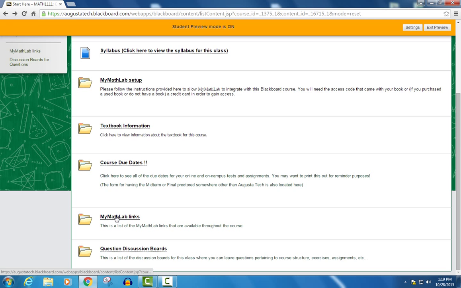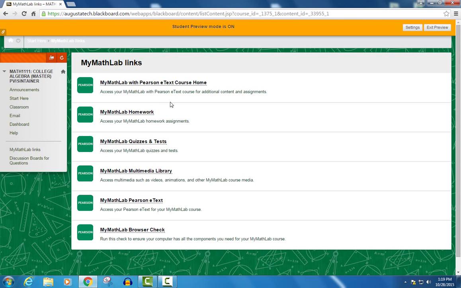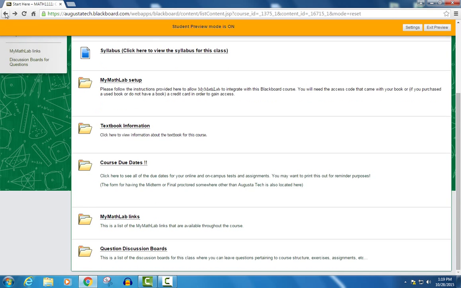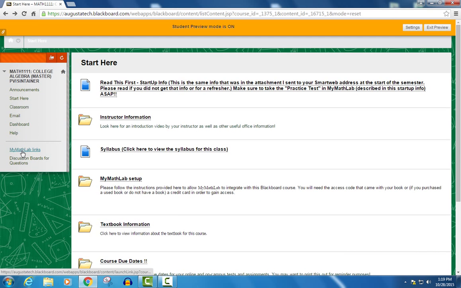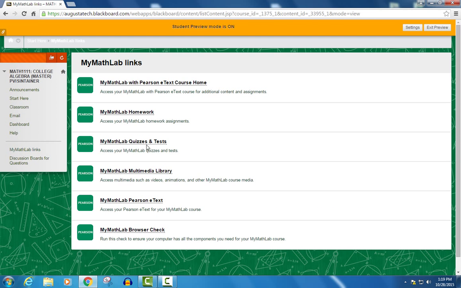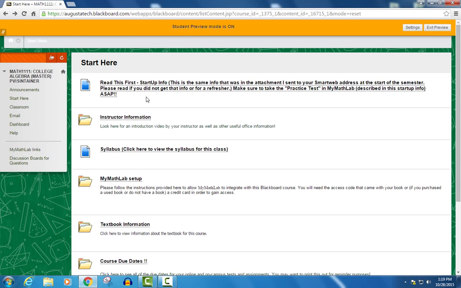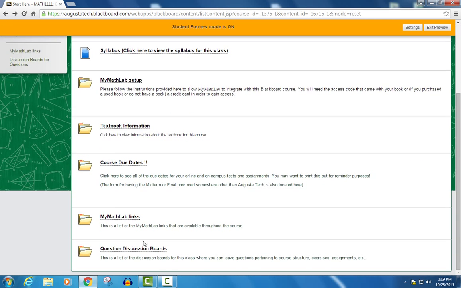There's also a folder with all the different MyMathLab links you'll find. These are interspersed throughout the course, but you'll also find them right here in one nice little spot if you want to navigate to that. That can also be found, those same links, on the left, you see the MyMathLab links. Clicking on that sends you basically to the same page. Just several different options for getting to those particular links.